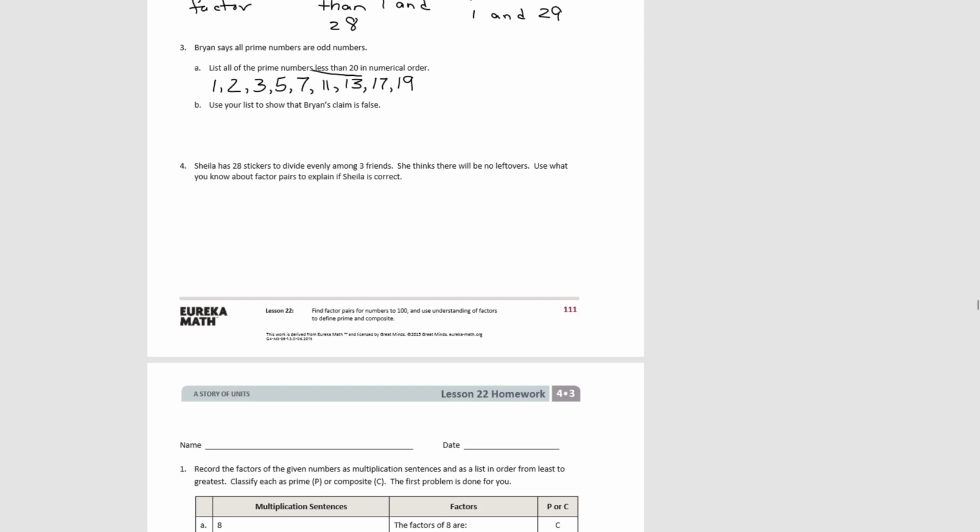Now, Brian said that all prime numbers are odd. So by using our list, we can see 2 is an even number, but it's also prime. 2 is even, but also prime, because we can only get 2 by multiplying 2 times 1. Okay, try number 4.